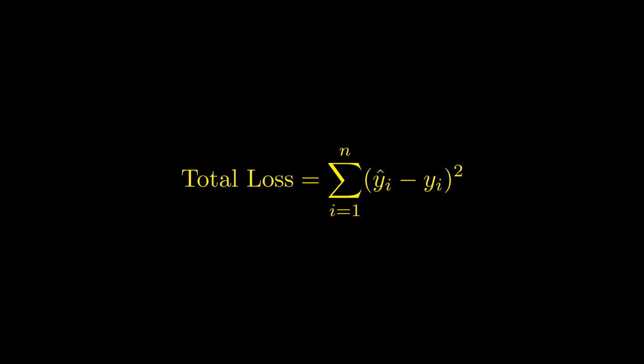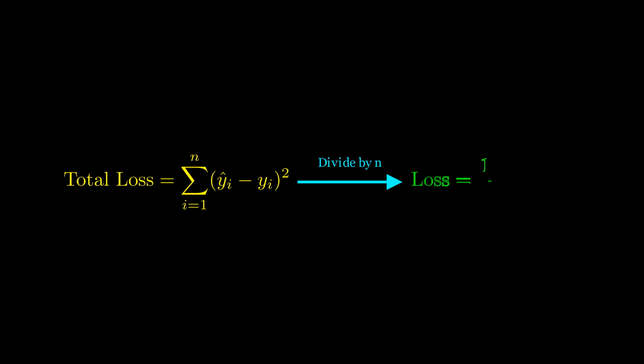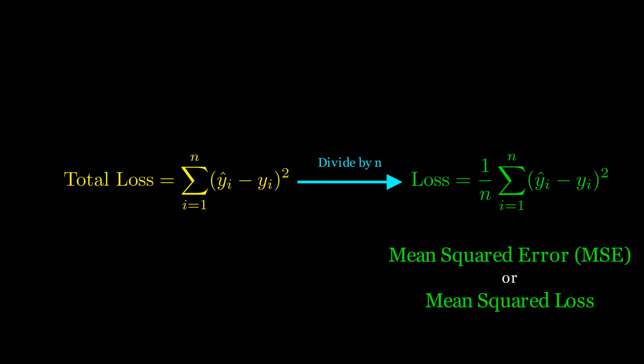One final crucial point to consider: if we only use the total sum of squared errors, the loss value will naturally increase as the number of data points increases. To ensure our loss metric reflects the average loss rather than just the sample size, we normalize the equation by dividing the total by n. This gives us the formula 1 over n times the sum from i equals 1 to n of (y hat minus y) squared. This is what we call the mean squared error, or MSE, the mean squared loss function.